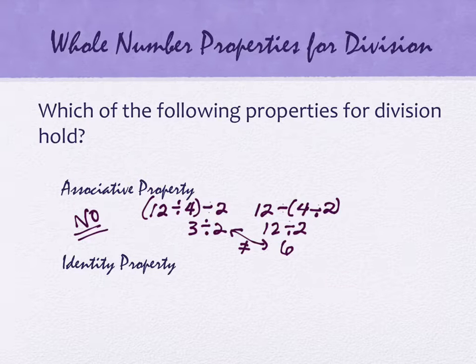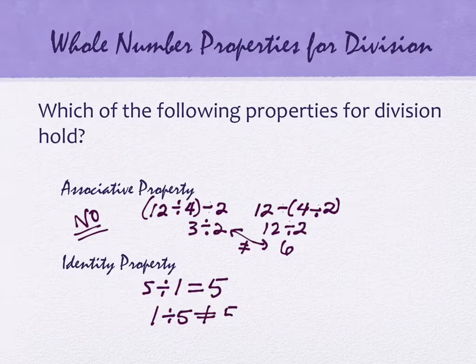How about the identity property? If there's an identity element, what does it have to be here? 1. It would have to be 1 because 5 divided by 1, for example, equals 5. Agreed? Okay, but there's a problem with that. What's the problem? 1 divided by 5 does not equal 5, and it has to work in either order. So in a very real sense, because this one fails to be commutative, it fails to have an identity. So this is a no.